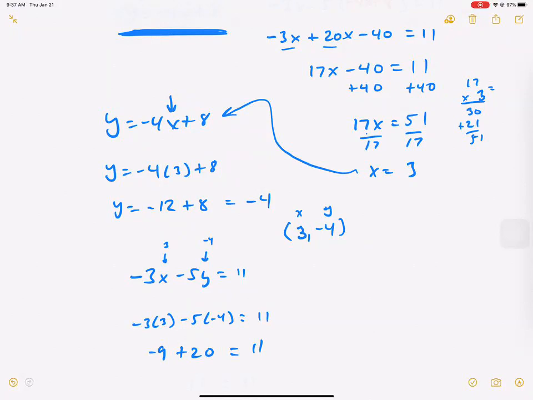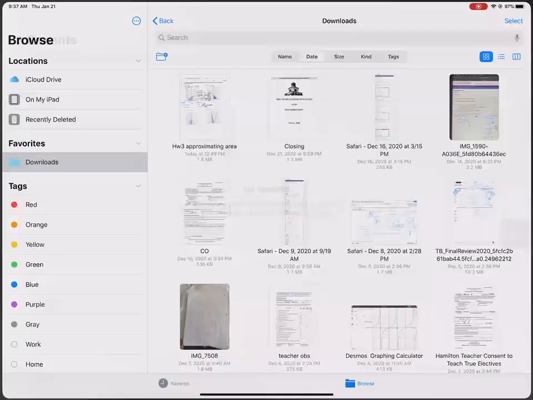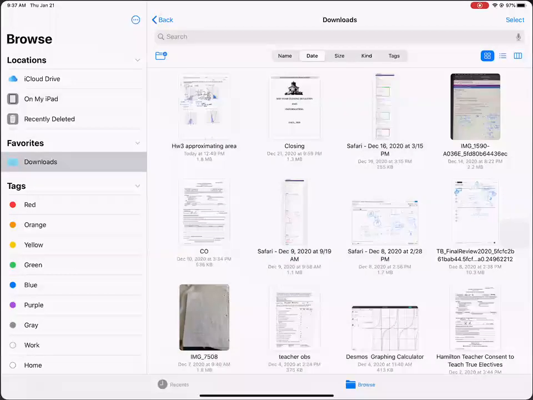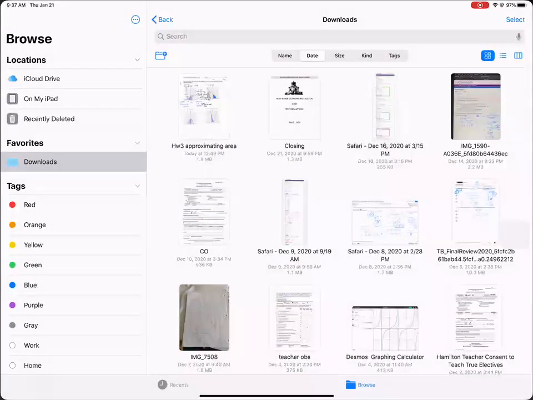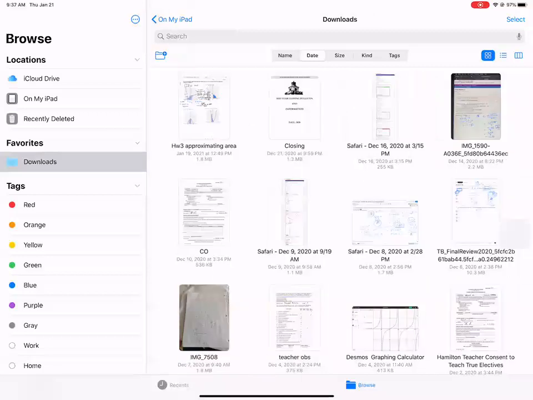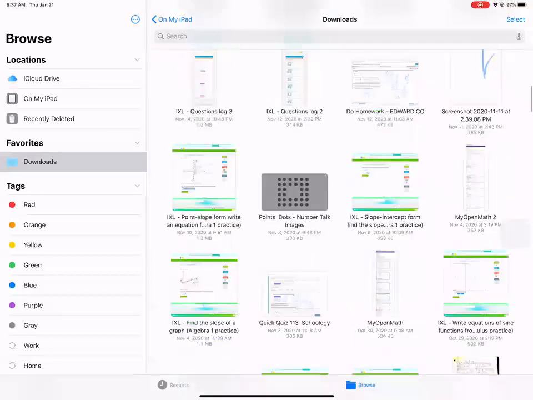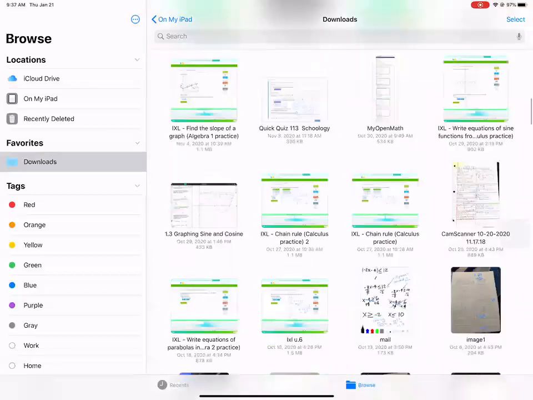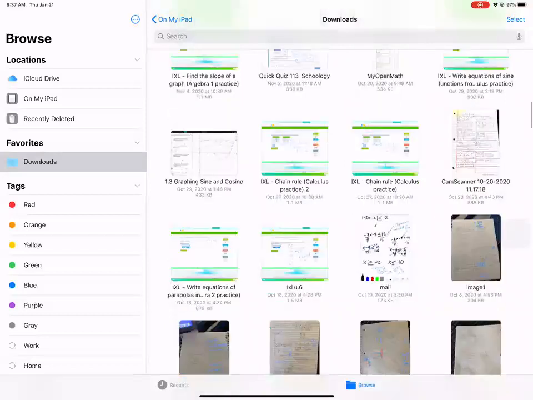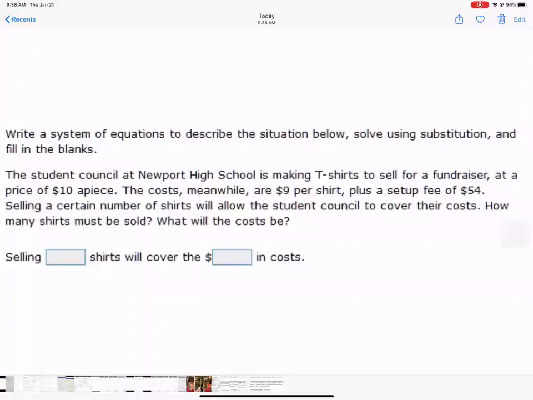So let me go ahead and pull out one problem here today. Nope, not this one. Give me a moment. Okay, here's our first word problem. Let's read the directions. Write a system of equations to describe the situation below. Solve using substitution and fill in the blanks. Okay, so let's go ahead and read through this.